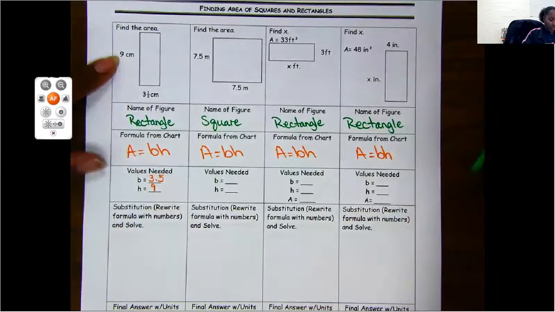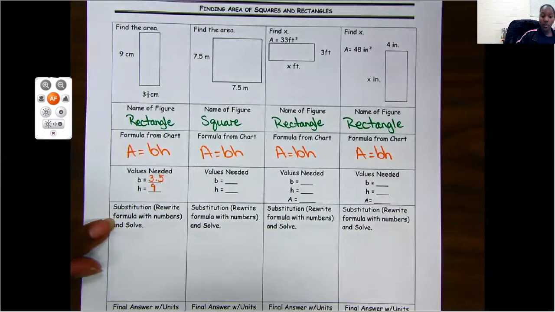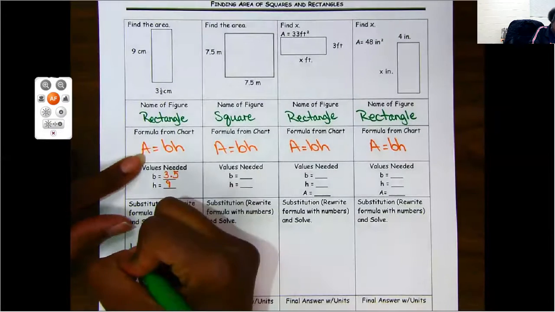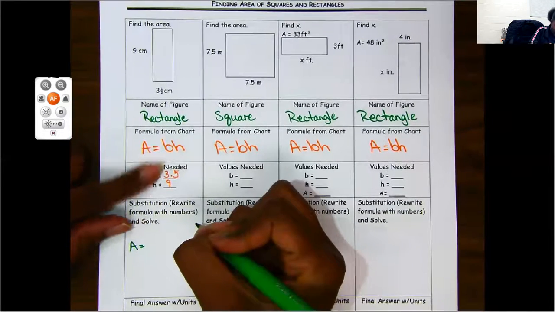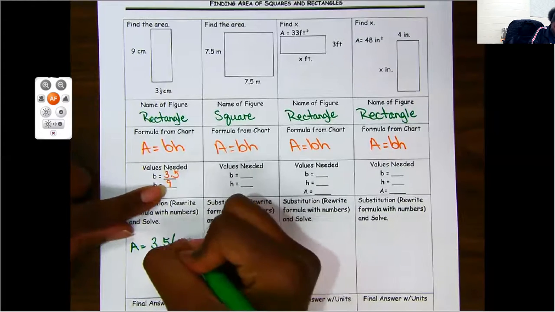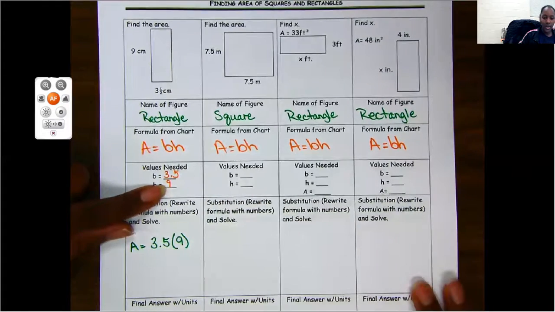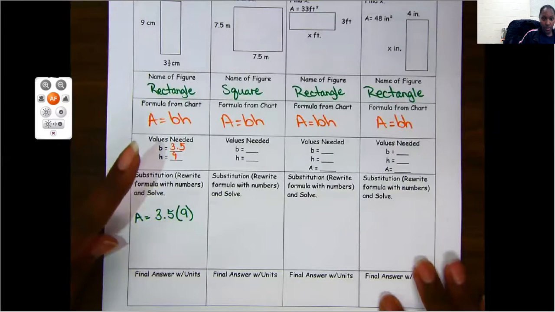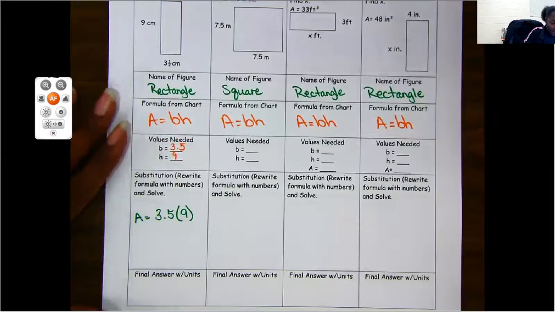Now substitute. We're going to rewrite the formula, but now we put the numbers in instead of the letters. So area equals base, which is 3.5, multiplied by the height, which is 9. I've substituted my letters for the actual values that were given in my picture. Now I'm going to actually multiply that.